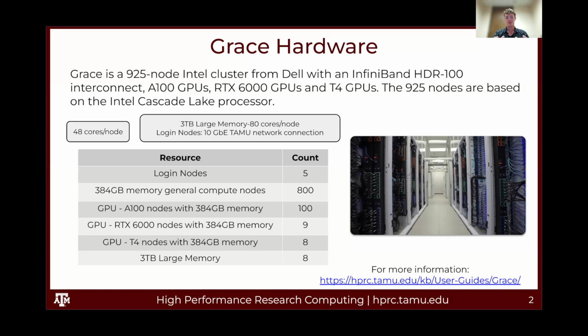And then we have a couple nodes if you need a whole lot more memory, 3 terabytes of memory. We have some big mem nodes. Those also have about 80 cores per node. We have login nodes. Those aren't used for computing, but whenever you connect to the cluster, you use those. And that's the hardware. That's what we're dealing with. This thing is really good.